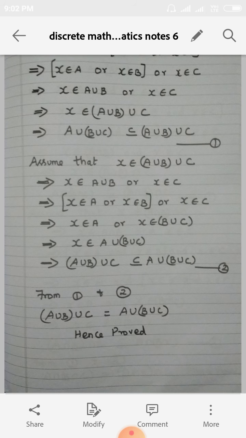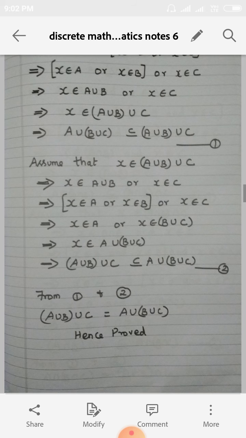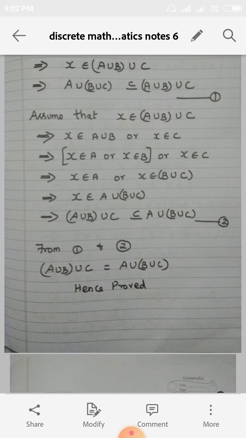And just take the reverse part. First consider the right hand side. What is the right hand side? Same procedure. X belongs to A union B union C. So it's nothing but X belongs to A union B or X belongs to C. A union B can be written as X belongs to A or X belongs to B, or X belongs to C. And next we put the bracket on B: X belongs to B or X belongs to C, and write it as a group term, X belongs to B union C. So X belongs to A or X belongs to B union C. That is nothing but X belongs to A union of B union C. That is nothing but A union B union C contains or equal to A union of B union C.